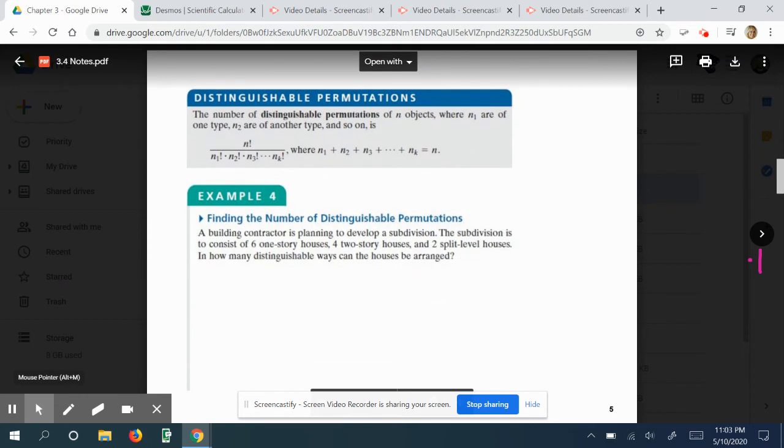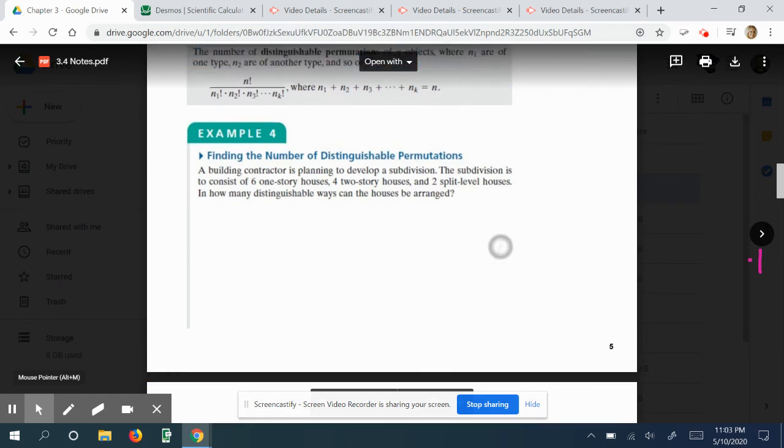Now, we're going to be looking at distinguishable permutations. It says the number of distinguishable permutations of n objects where n1 are of one type and n2 are of another type, and so on. It's basically when we're looking at repeated things, right?